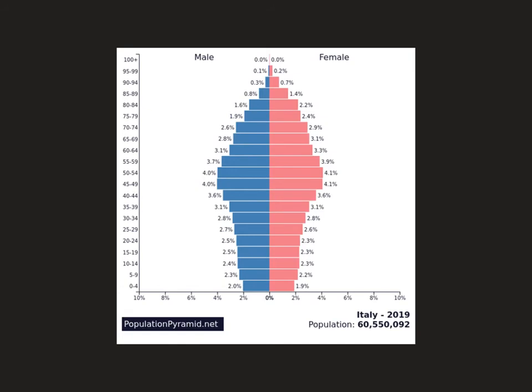And it may not be surprising, looking at this diagram, that Italy actually has had one of the highest mortality rates and has had a lot of issues with coronavirus and its elderly population.